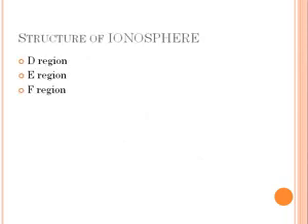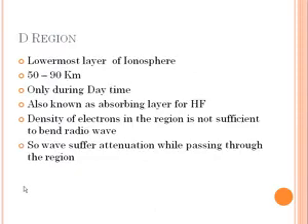So mainly the structure of ionosphere contains D region, E region and F region. So we will move on to D region. D region, it is the lowermost layer of ionosphere. It is coming around 50 to 90 kilometers above the Earth's surface. And please note that the D region only occurs during the daytime and it is absent in the nighttime. It is also known as the absorbing layer for HF.